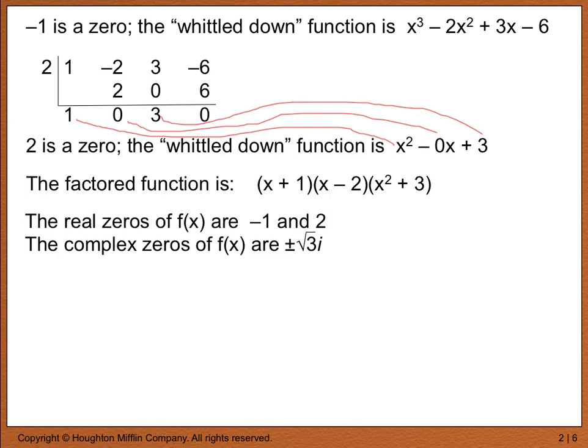From this, we get the real zeros and the complex zeros. The real zeros of f of x are -1 and 2, and the complex zeros are plus or minus root 3i. If you plug in root 3i for x, and you square it, you end up with -3. -3 plus 3 is 0. And if you plug in negative root 3i for x, and you square it, you end up with -3. And -3 plus 3 is 0. So we've now found the 4 zeros for this polynomial function. Those 4 zeros are -1, 2, positive root 3i, and negative root 3i.